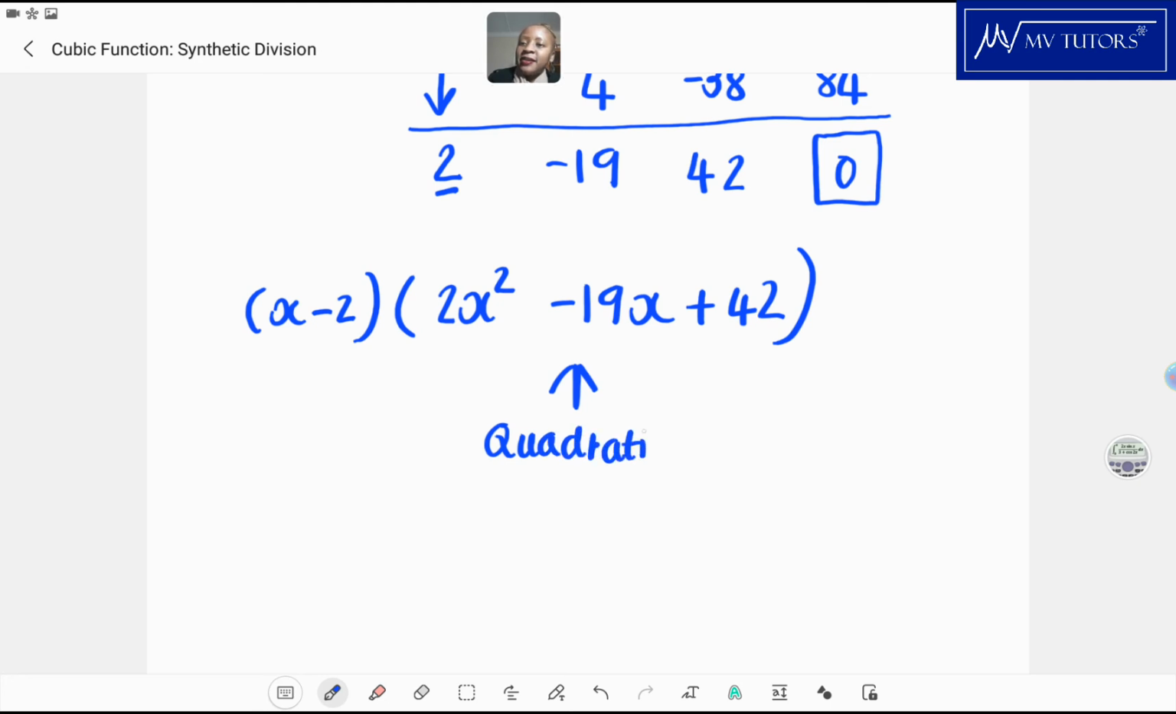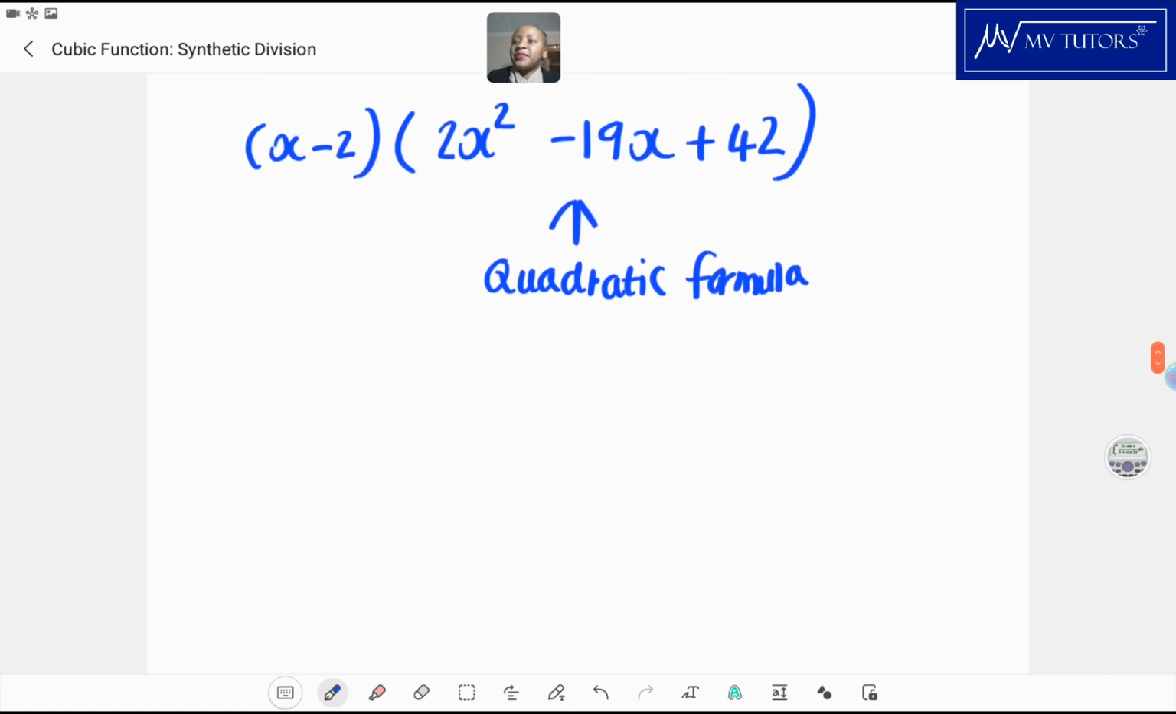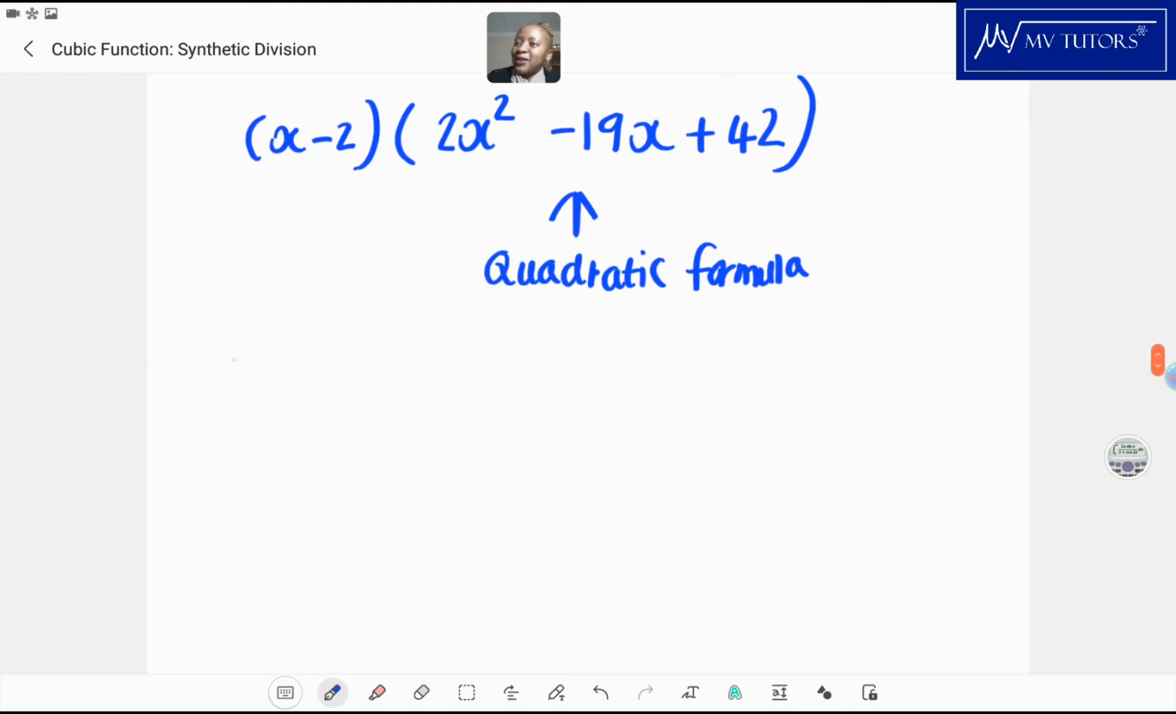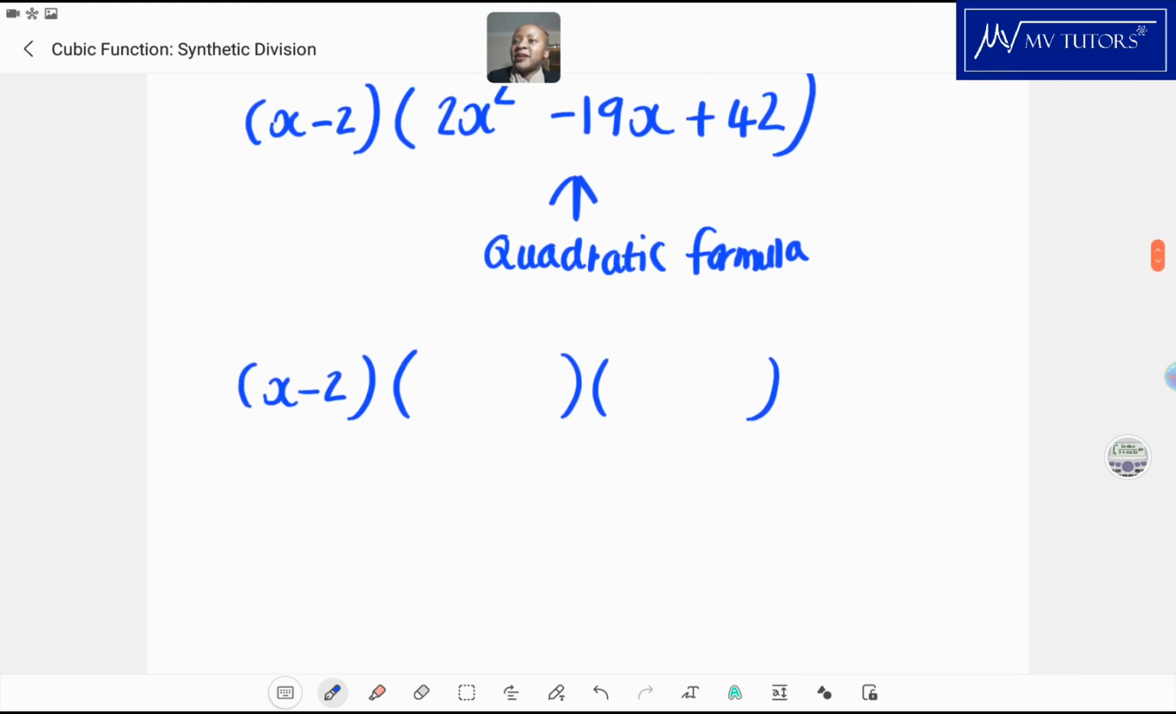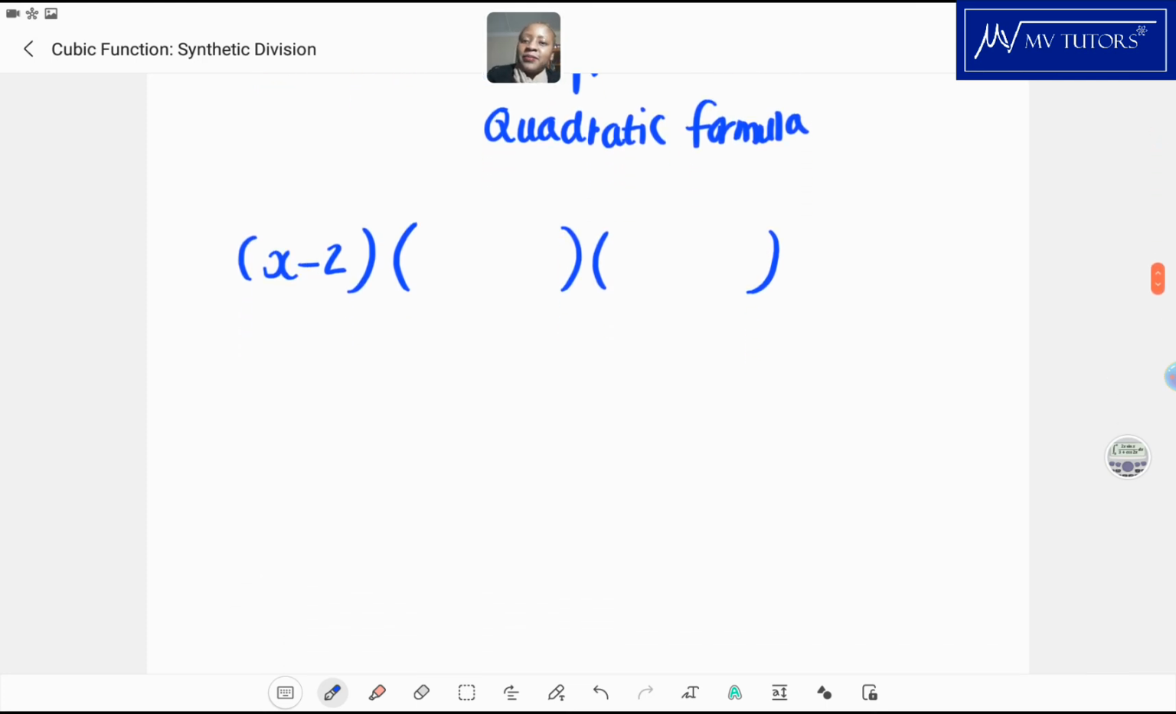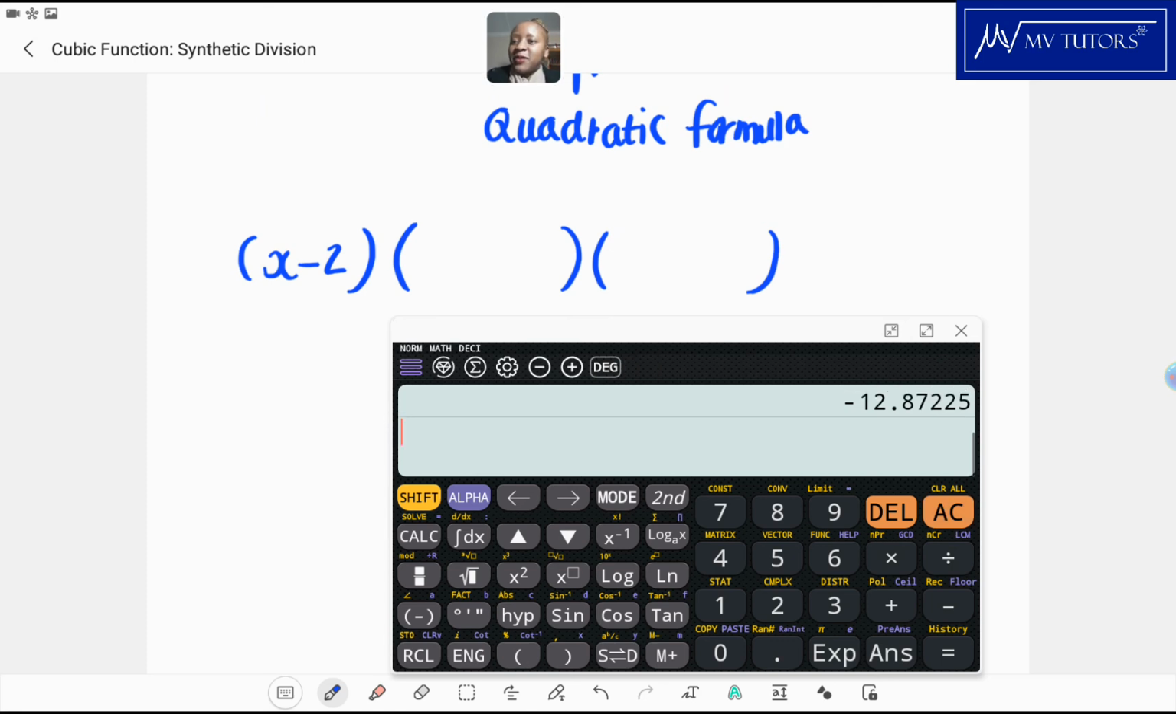Quadratic formula. For those who have calculators that are normally for varsity and not for matric, you can actually get the factors quite quickly, and I am going to attempt that. I will see if it actually works. Hopefully it does. Let me just get it first and then I'll continue.